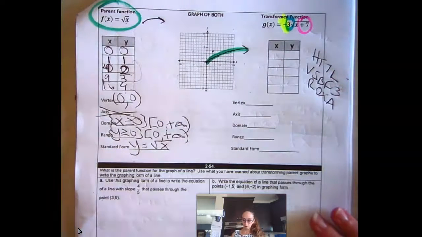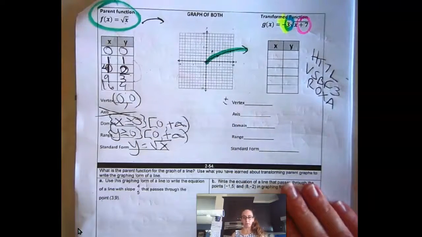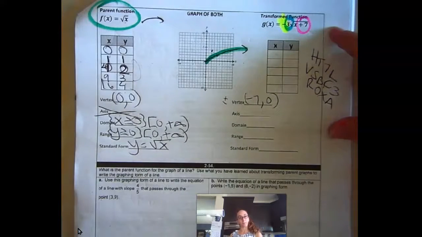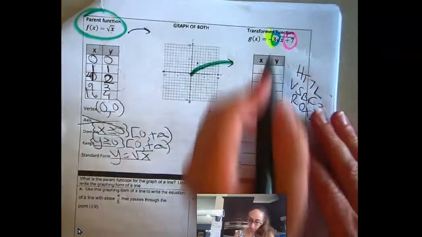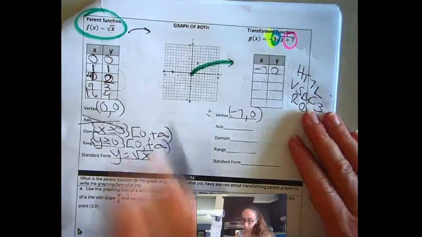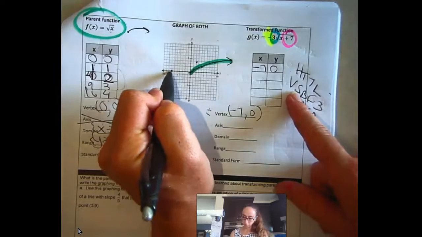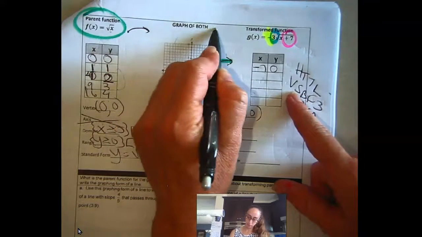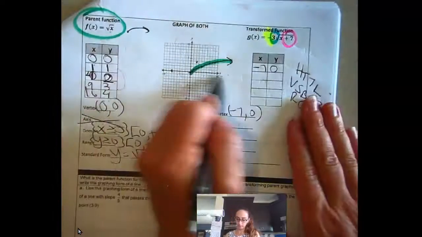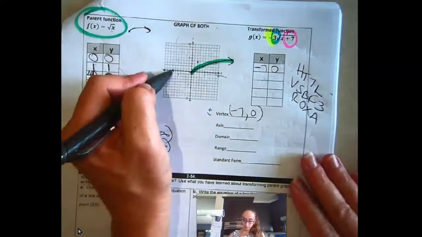Okay? So the vertex is always affected by what's being added or subtracted. So that would be -7, 0, because there's nothing on the outside. So I'm going to go -7, 0. So if I go -7, 0, there's my first one. Because look, it's transformed 7 to the left. And then it's vertically stretched, so it should be going something like this, really up high. And it should be reflecting over the x-axis. So here's the x-axis. If I reflected this, it should be down here.